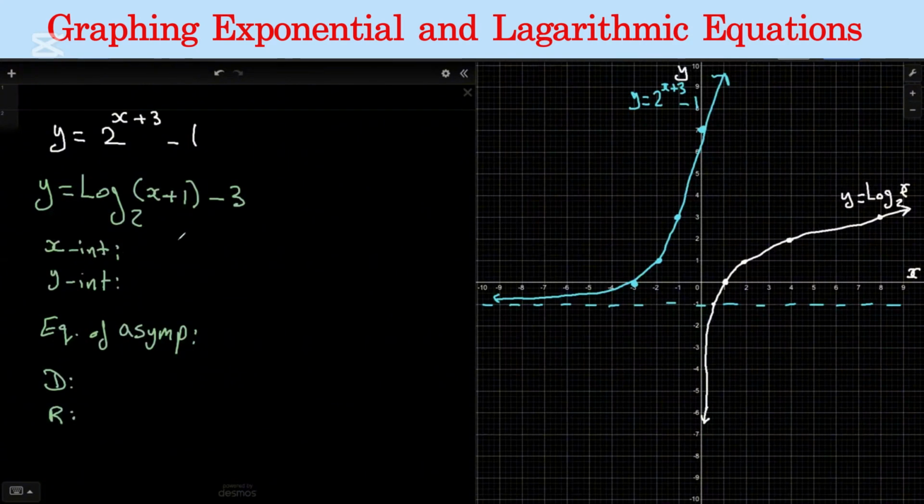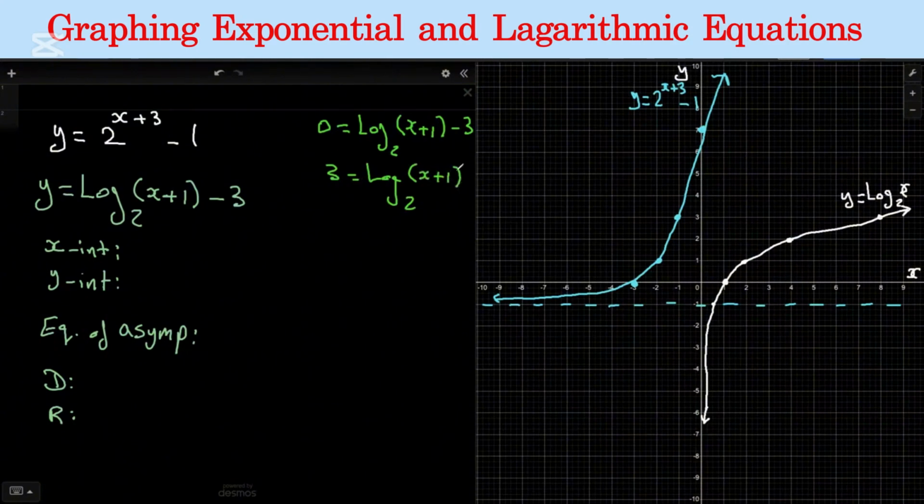So now let me find the x-intercept first. To find the x-intercept, I make y 0. So I'm going to take that right here, and I'm going to say, okay, if I want to find the x-intercept, I make y 0 equals log base 2 of (x plus 1) minus 3. Moving the negative 3 to the other side, so I get 3 equals log base 2 of (x plus 1).